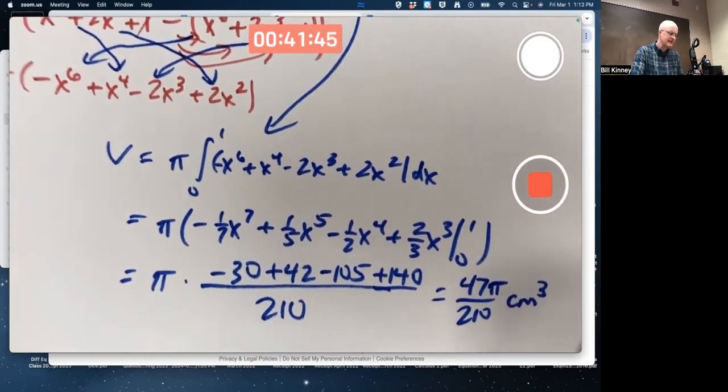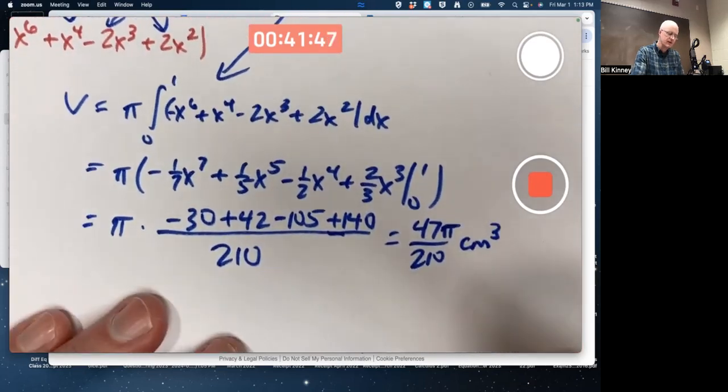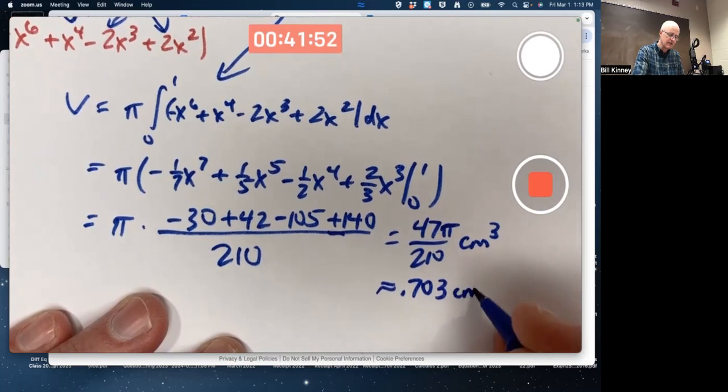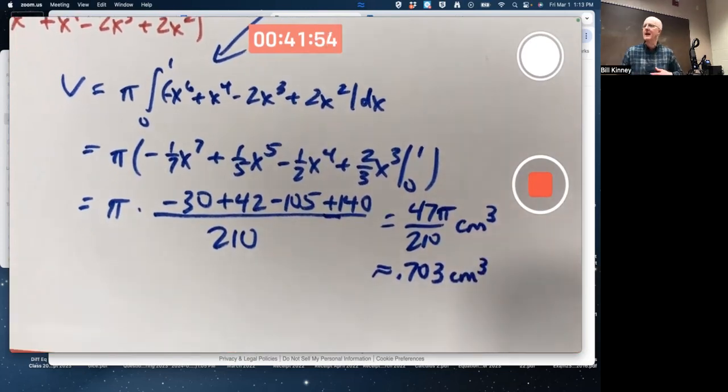And I did approximate this in the last class with my calculator. It's about 0.703 cubic centimeters. Not very big, not a very big volume. That should not be surprising because it's the volume again of the material, not what's inside of this sideways horn shape. There's not much material that's needed, only about that many cubic centimeters.